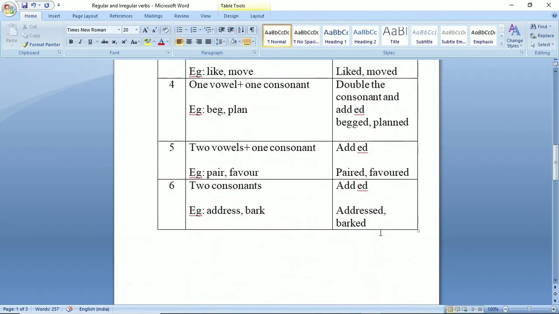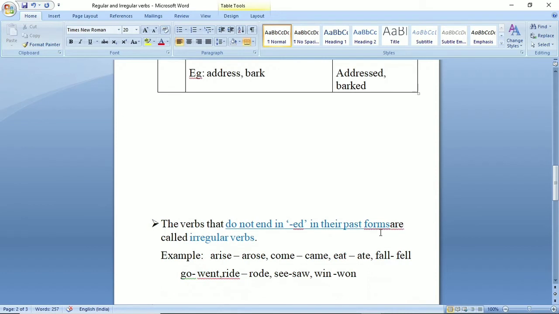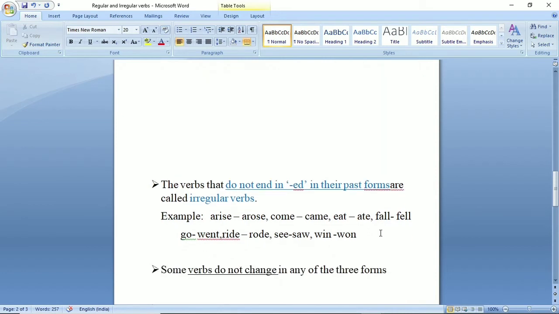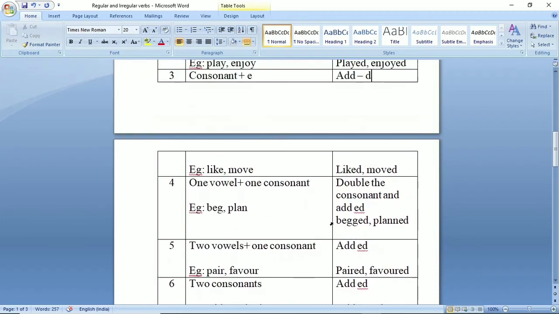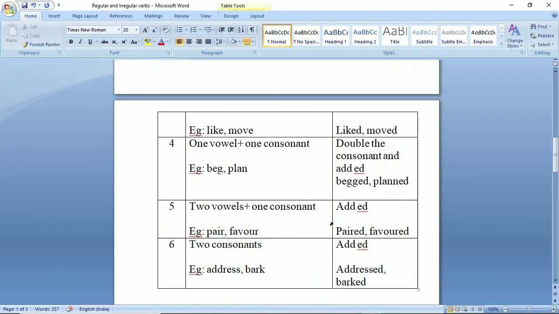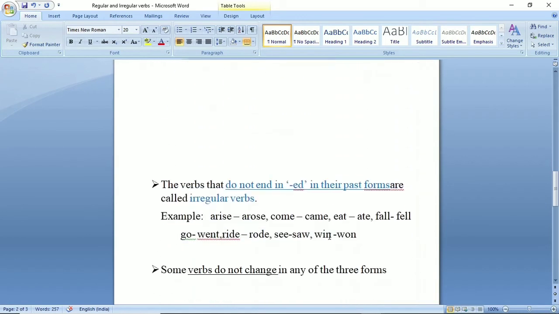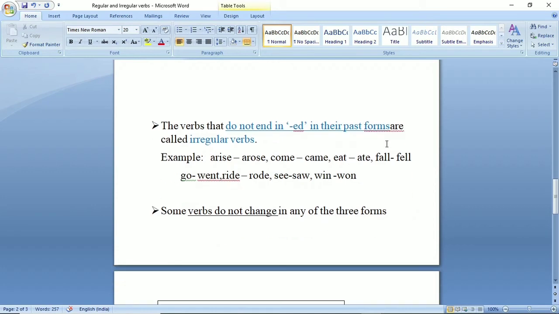So let us see now some examples of irregular verbs. There are no rules for irregular verbs, but we can see some examples, right? For regular verbs there are rules for how we change them into their past form, but for irregular verbs there is no rule. It's a matter of cramming only, right? The more you read them, the more you practice them, the better it will be, right?